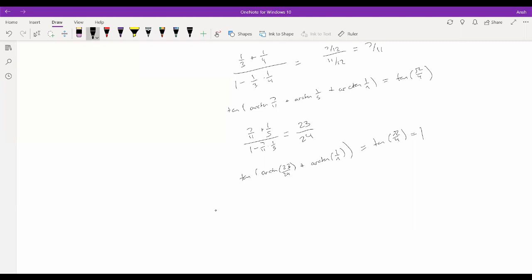So thus, we can use our final sum of angles. We have 23 over 24 plus 1 over n over 1 minus their product, so 23 over 24n. And this is equal to 1. So simplifying this, if we multiply both sides, we get 23n plus 24 equals 24n minus 23. Solving for n, we get that n is equal to 47.